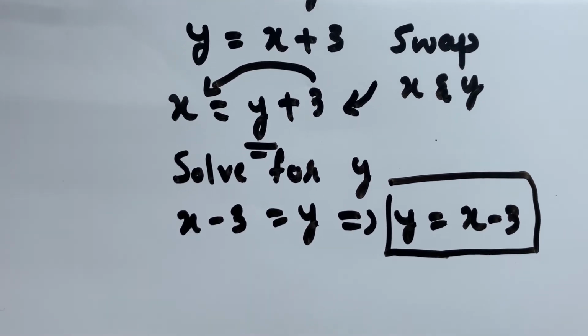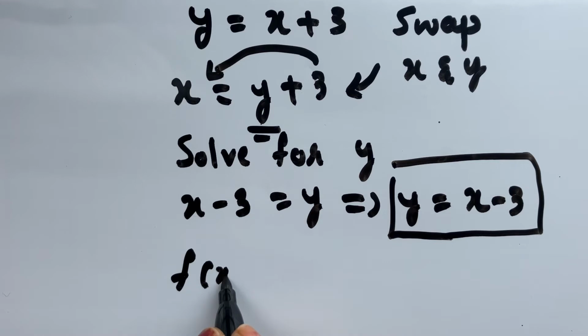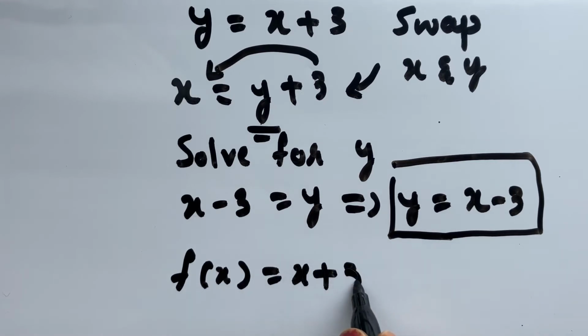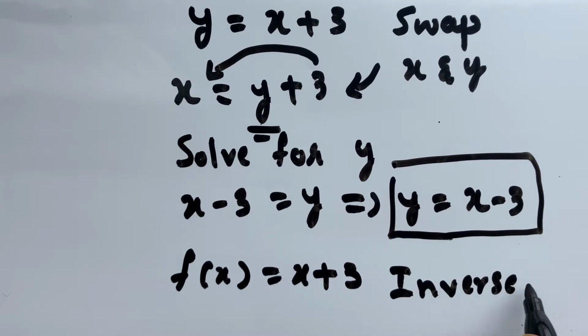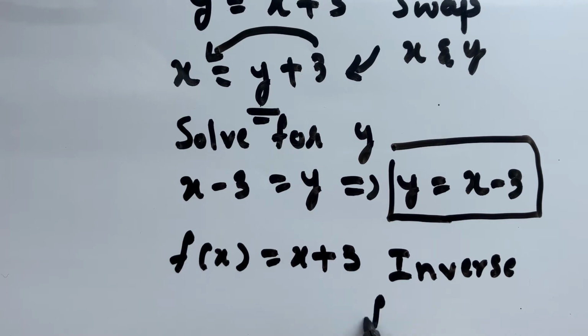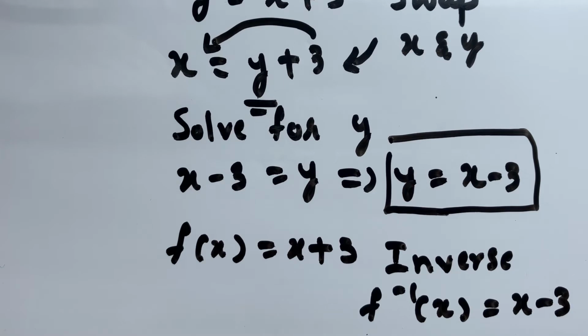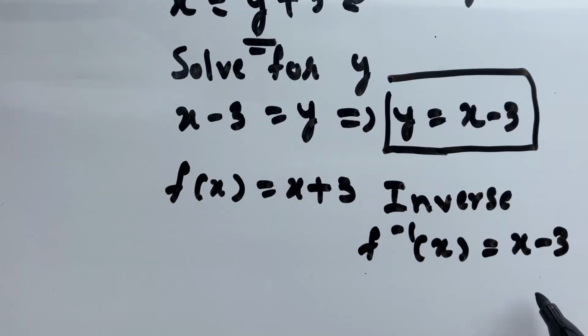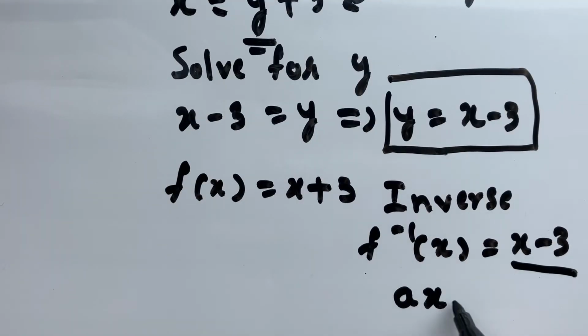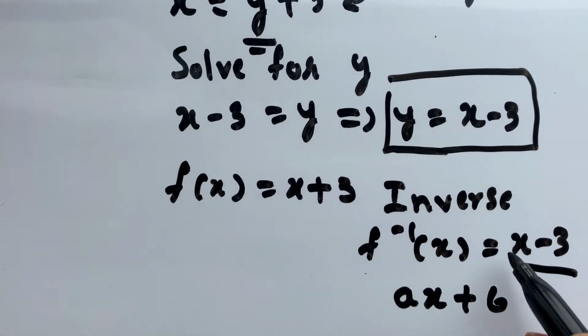So given function is f of x is equal to x plus 3. So inverse of this function is f inverse of x is equal to x minus 3. So y is x minus 3, so f inverse of x is x minus 3. That means this x minus 3 is in the form of ax plus b. A is 1, b is negative 3. So this is in the form of ax plus b.